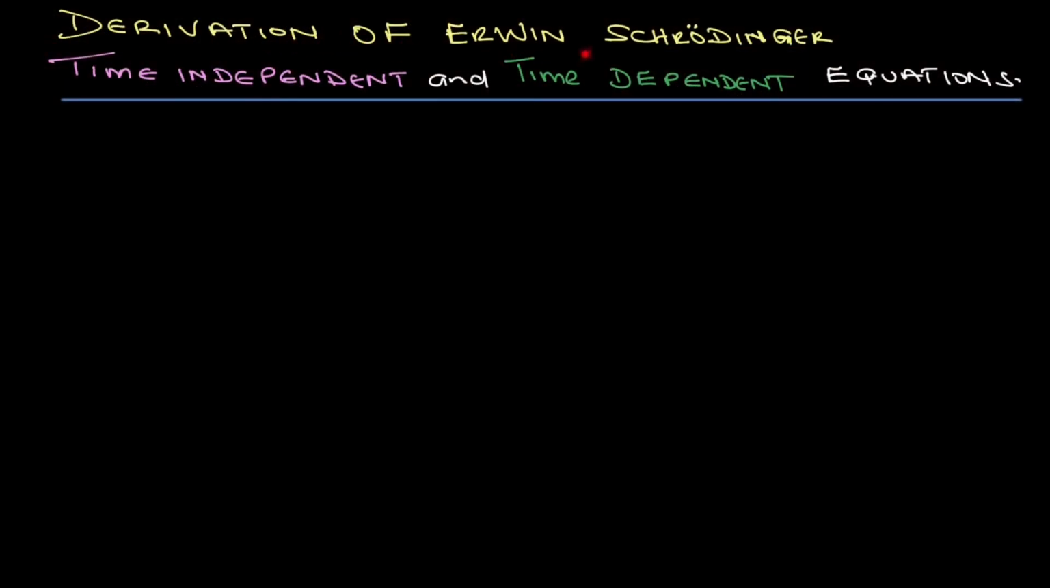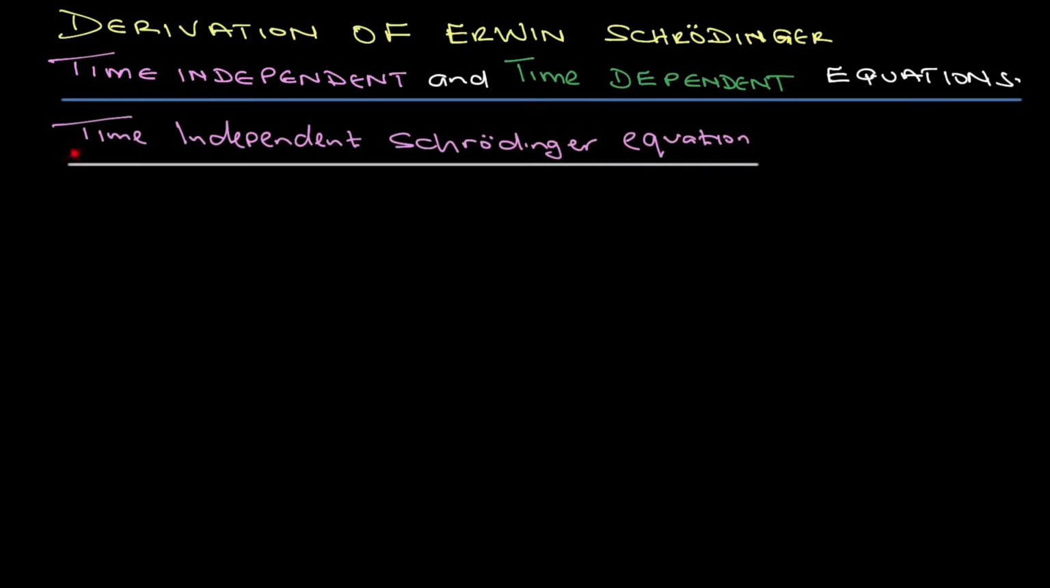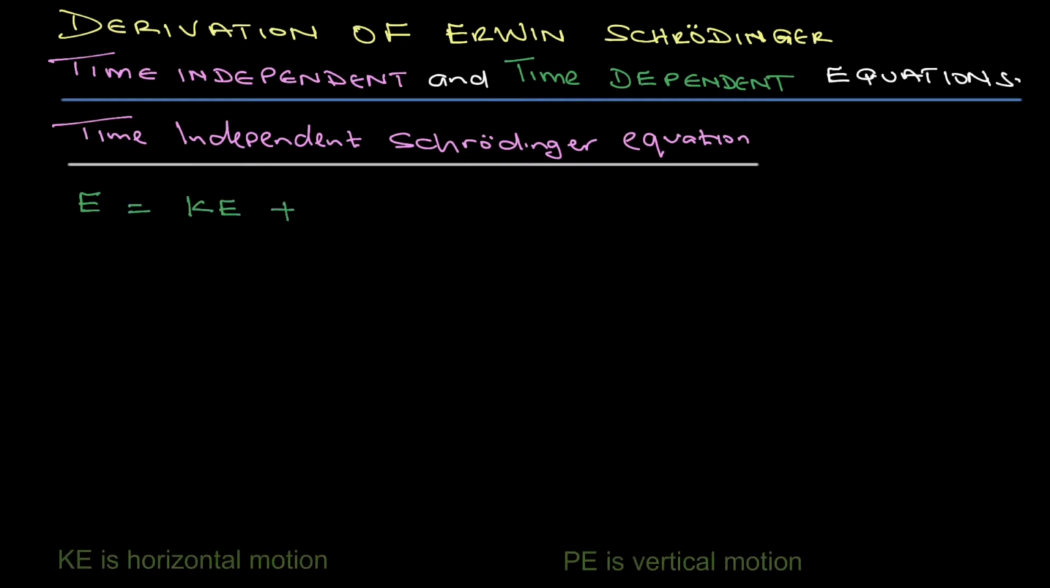Derivation of Schrödinger time-independent and time-dependent equations. So we start with the time-independent Schrödinger equation. The total energy of a system is total kinetic energy plus total potential energy. The kinetic energy is a half mv squared, and for potential energy we represent that as V(x).